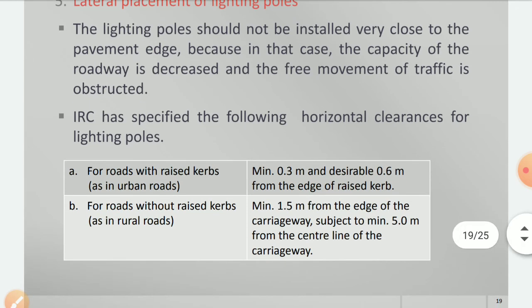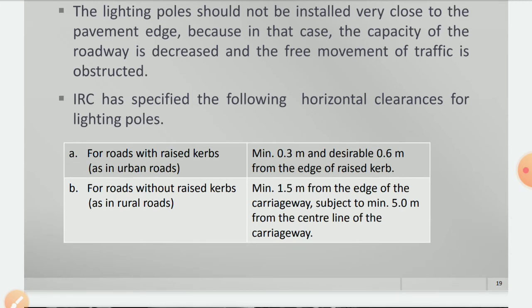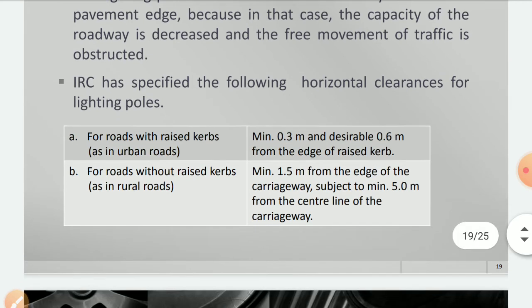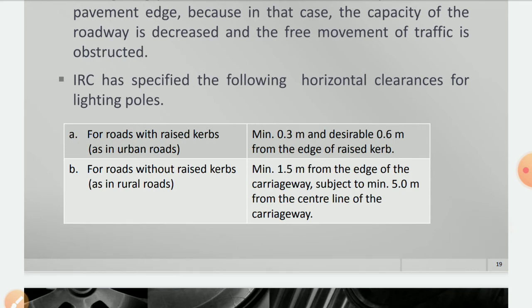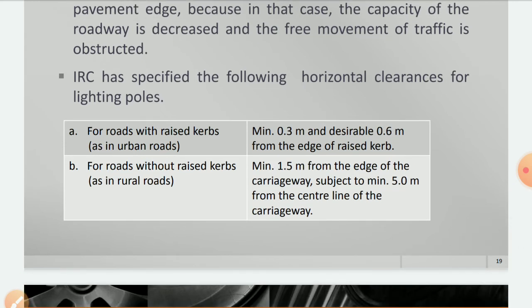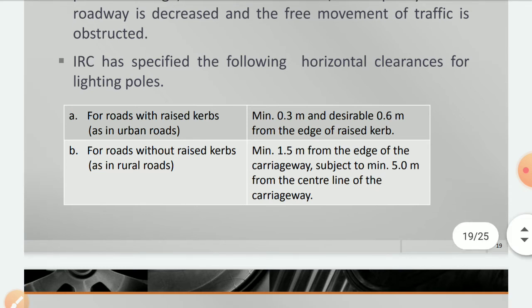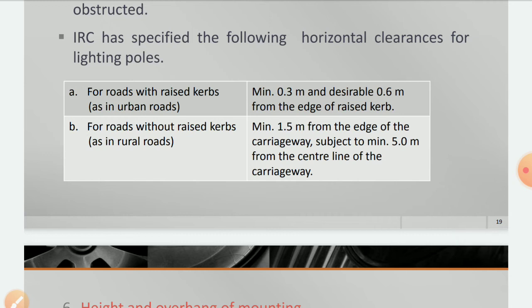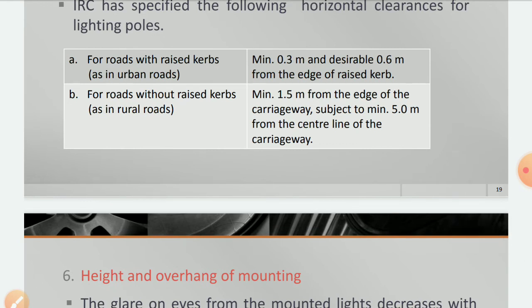That's one thing. IRC has specified some horizontal clearances for the lighting poles, and you have to follow those guidelines from the authorities. For roads with raised curbs, that is urban roads, the minimum is 0.3 meters and the desirable is 0.6 meters from the edge of the raised curb. For roads without raised curbs, or rural roads, it is 1.5 meters from the edge of the carriageway, subject to a minimum of 0.5 meters from the center line of the carriageway. These are the standard specifications to be followed for the clearance of the lighting poles.